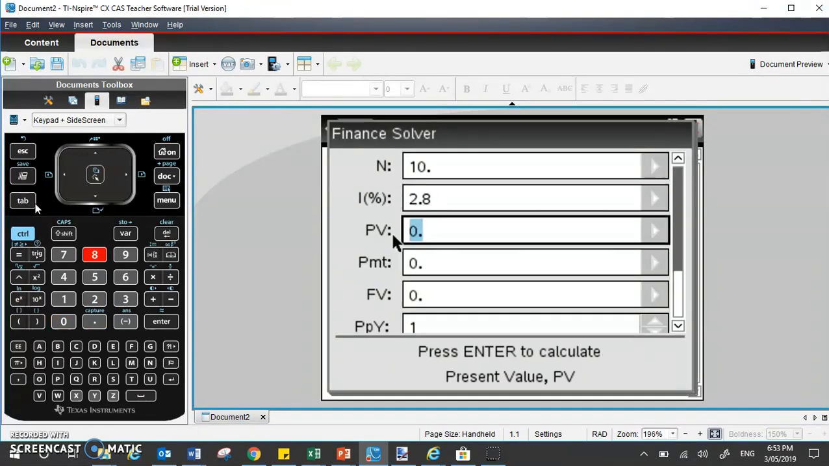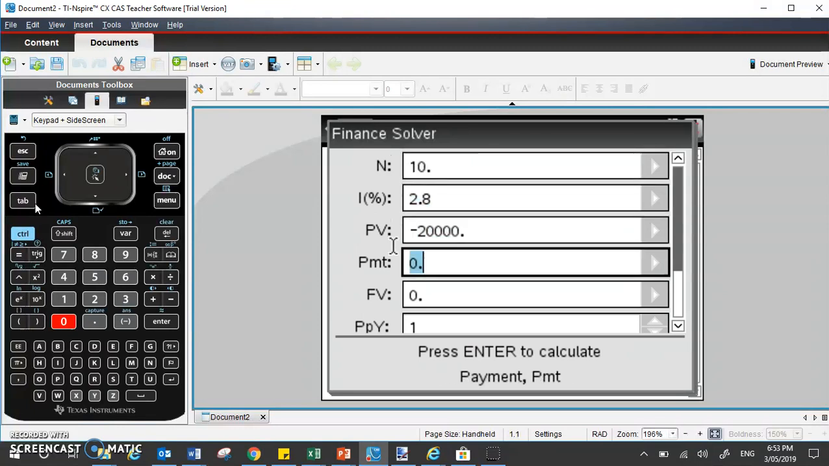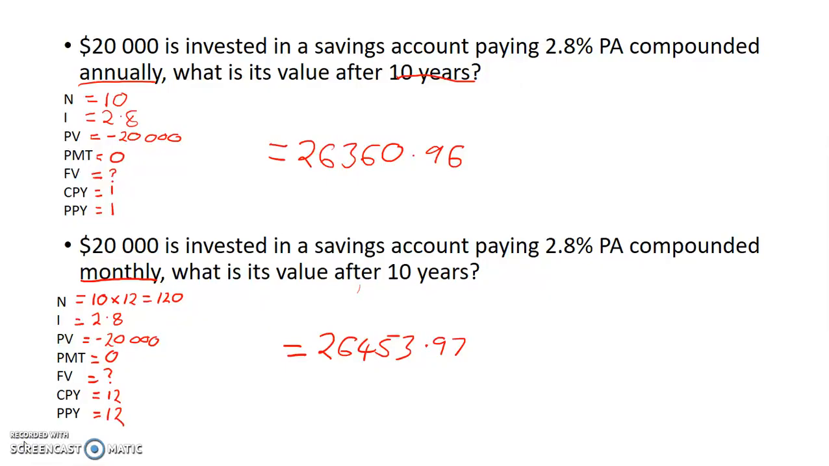2.8 was the interest rate. Principal value, negative $20,000. PMT is going to stay 0. Future value is what we don't know, so we'll leave it for a minute. Payment periods per year is 1, and compound periods per year is 1. The thing we didn't know was the future value, so we have to go back to that square and press enter, and it will give you the number that you need. So in this case, $26,360.96, rounded off to 2 decimal places. So I've put the answer in of $26,360.96.